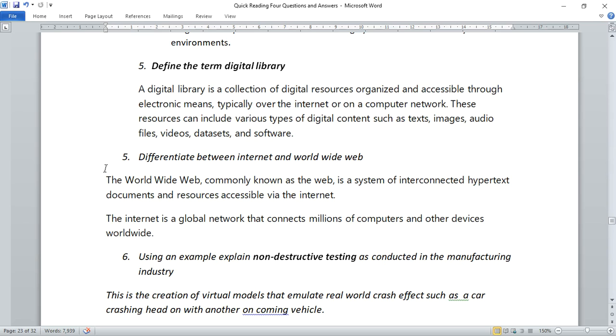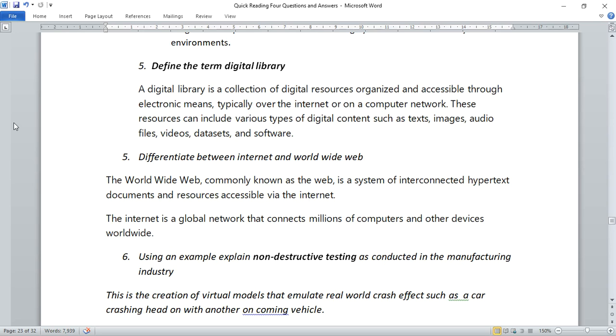Differentiate between the internet and the World Wide Web. Some people find it difficult to differentiate between www, that is the World Wide Web, and the internet. The World Wide Web, commonly known as the web, is a system of interconnected hypertext documents and resources accessible via the internet. So the World Wide Web may not be there if there is no internet. So what is the internet? The internet is a global network that connects millions of computers and other devices worldwide. So try to get the difference between these.